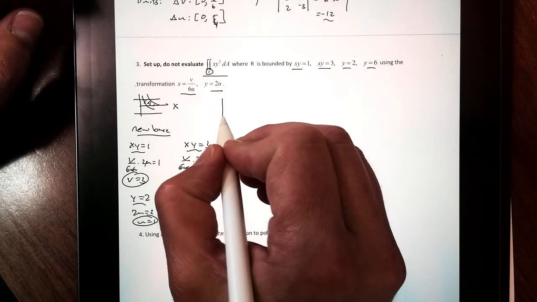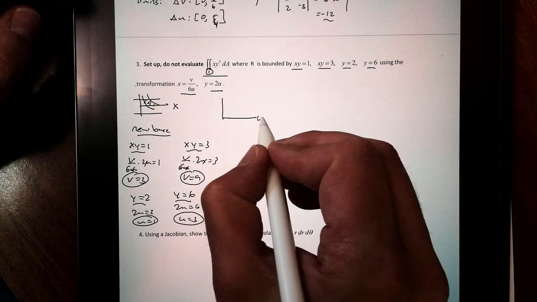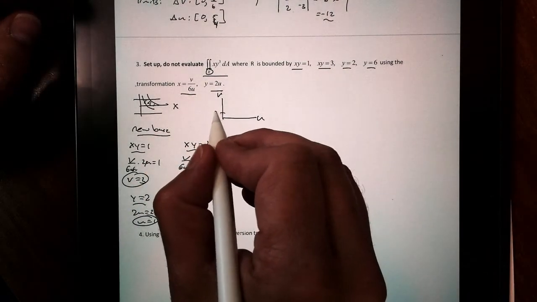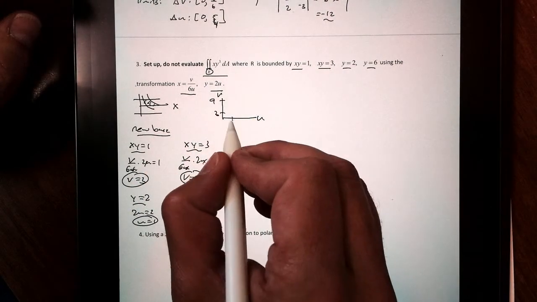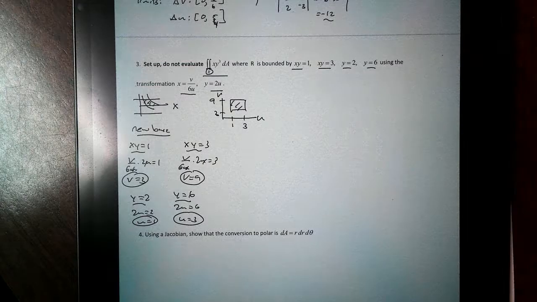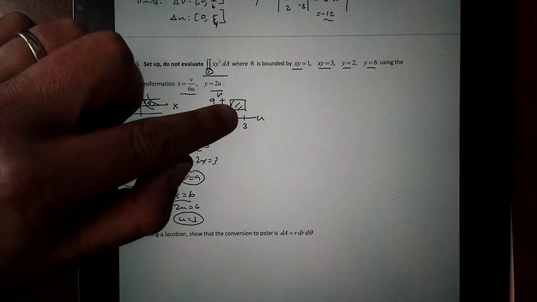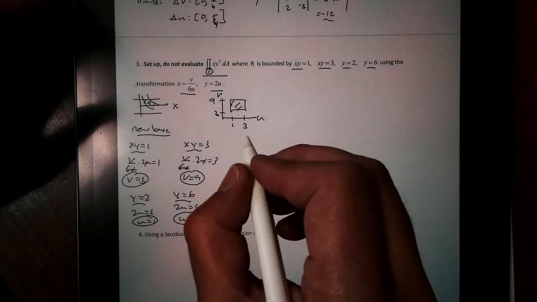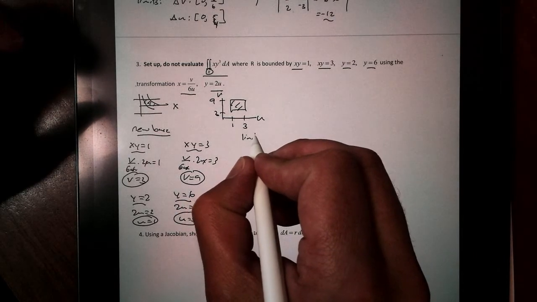Ready? Here's my new base, because it's all about that base. If I let my u's be my x's and v's be my y's, my v's go from 3 to 9, and my u's go from 1 to 3. We're looking at this rectangle. So rather than have all this curvy function right here, we now are left with a rectangle, and that's much nicer to work with. I can get my new limits now.